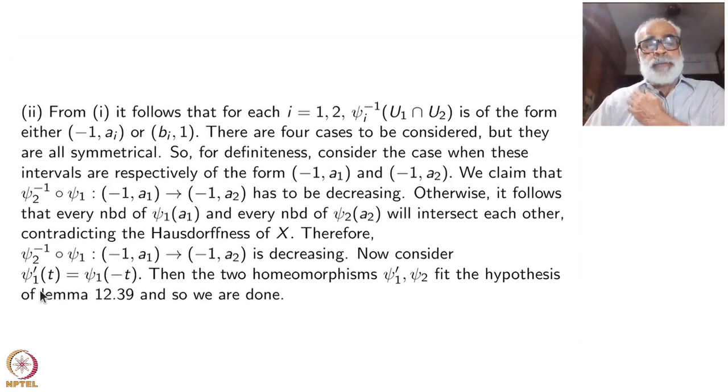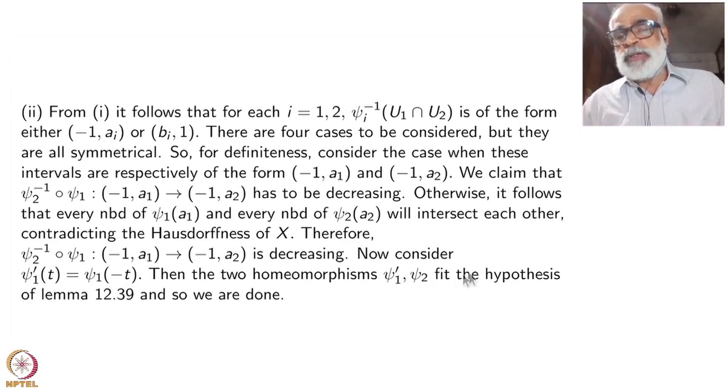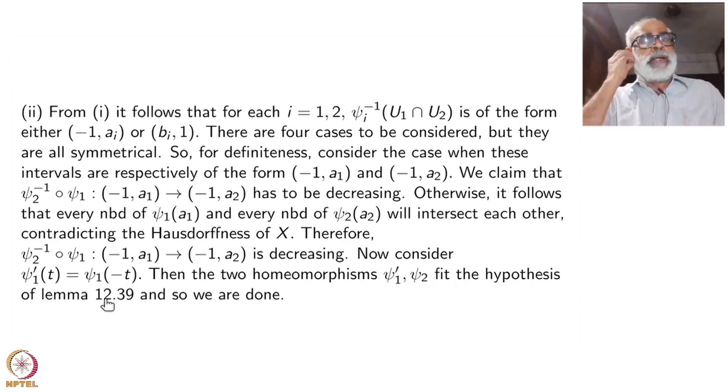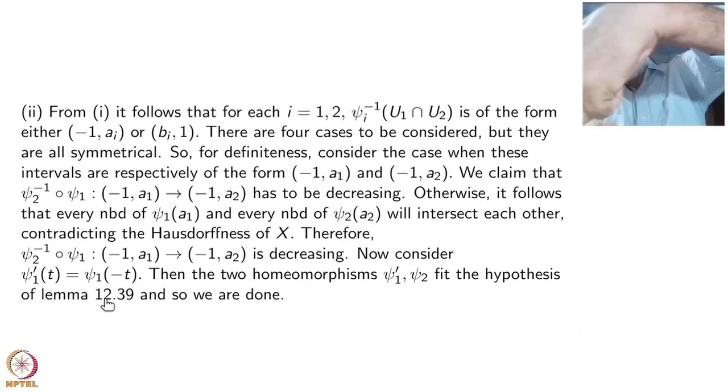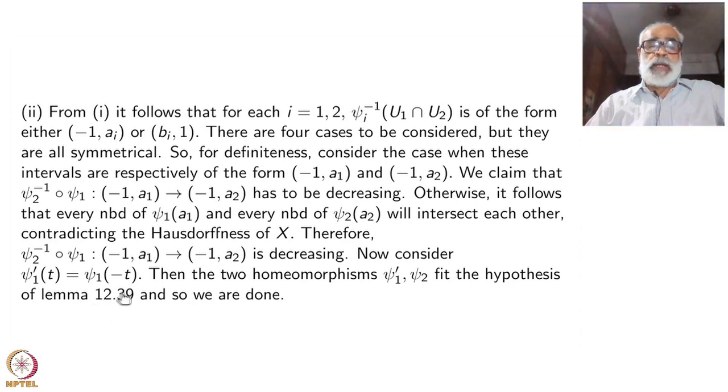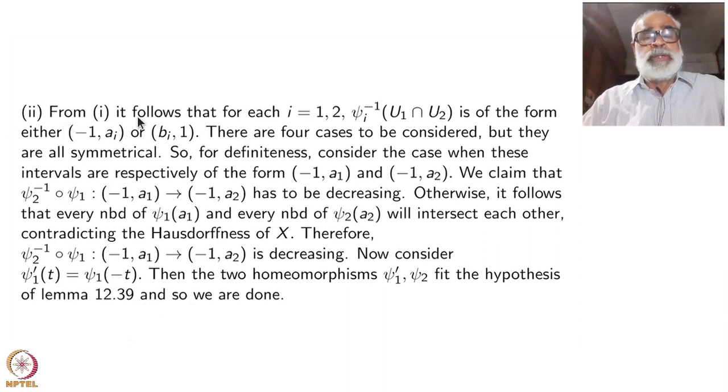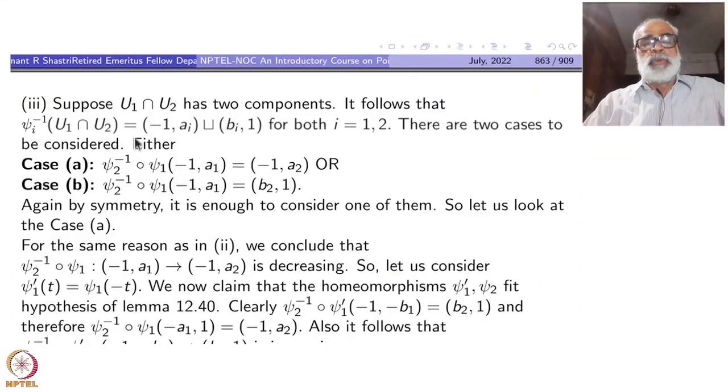Now consider psi 1 prime, namely composite with alpha, psi 1 prime of t equal to psi 1 of minus t. Then the two homeomorphisms psi 1 prime and psi 2 prime fit the hypothesis of Lemma 12.39. Now they will be exactly like this, you can join them. No need to worry about what is happening here. Okay. So we are done. So that is case 2. Case 3 also similarly, but I have to show that we are inside the second case correctly.